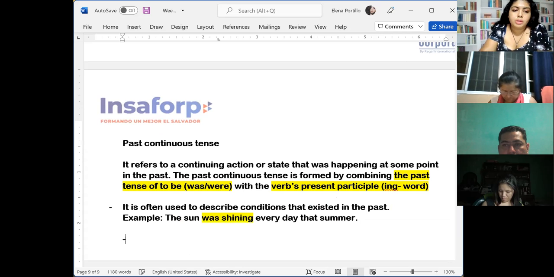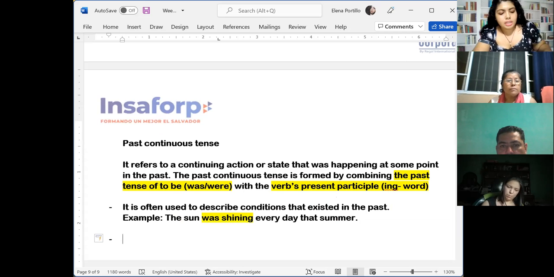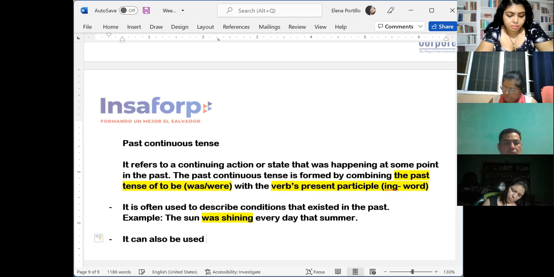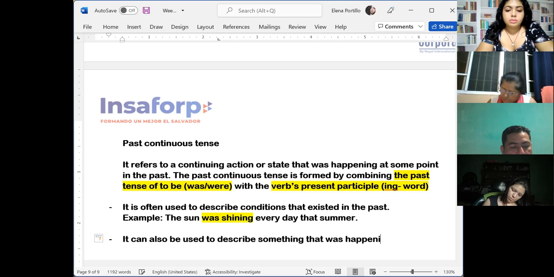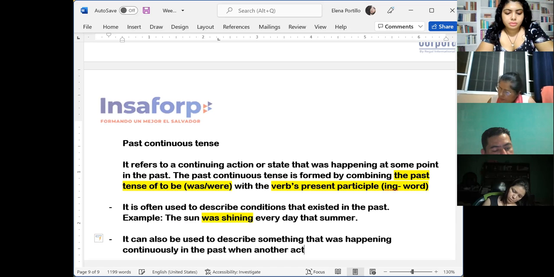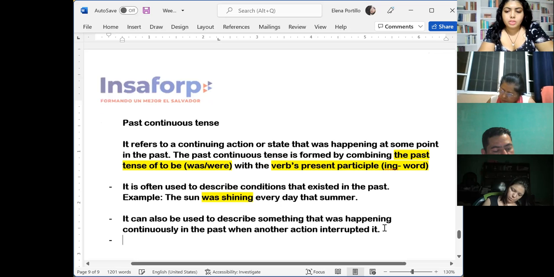Then we have the other way in which we use this structure. And it says it can also be used to describe something that was happening continuously in the past, when another action interrupted. So we have the example.